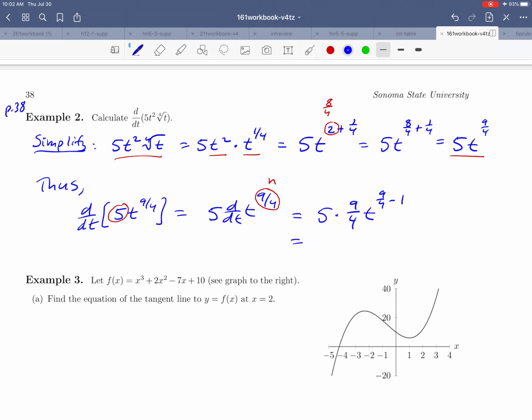And let's see, doing a little bit of algebra here, 5 times 9/4, if we multiply that together, we're going to get 45/4. And then what is 9/4 minus 1? Could we simplify that? Well, that's really 9/4 minus 4/4 if we get a common denominator. So we're going to get a t to the 5/4. And looking at that last line, that's about as simple as we're going to get. That should be our answer.